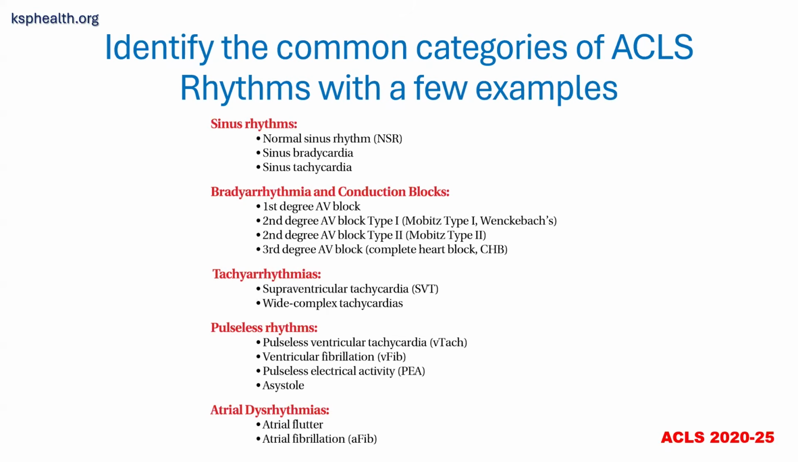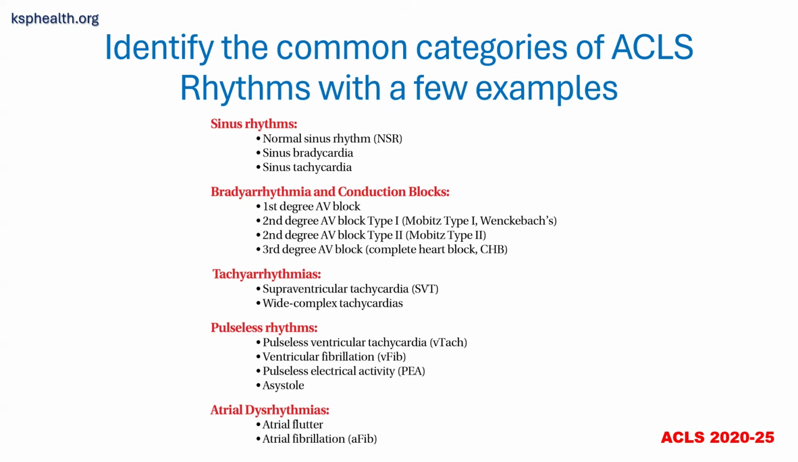Bradyrhythms, that is slow rhythms, can be first degree AV block, second degree AV block, Mobitz type 1, second degree AV block, Mobitz type 2, or complete heart block, or third degree AV block. Tachyarrhythmias, fast rhythms, can be supraventricular tachycardia (SVT) or wide complex tachycardia. Pulseless rhythm can be one of those four: pulseless ventricular tachycardia, ventricular fibrillation, pulseless electrical activity, and asystole.